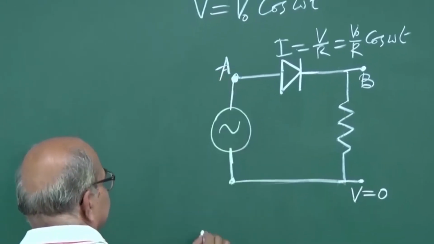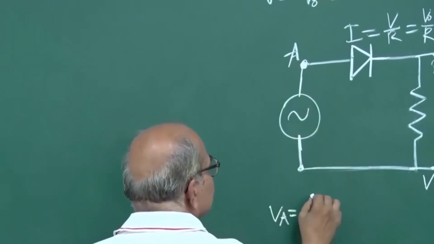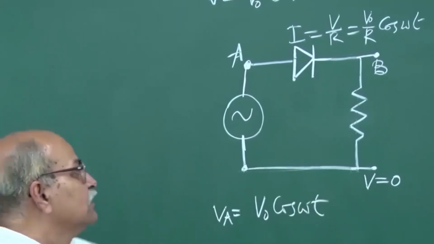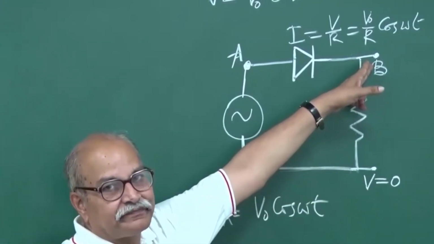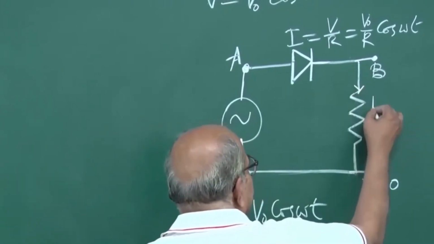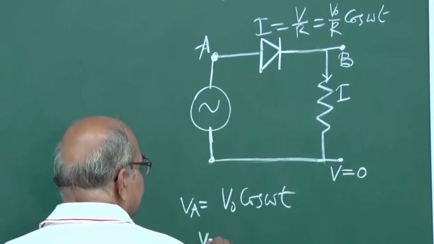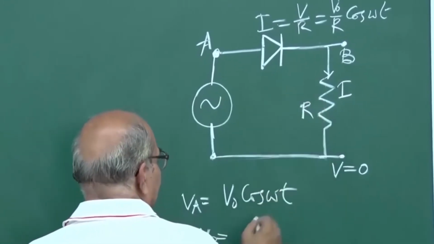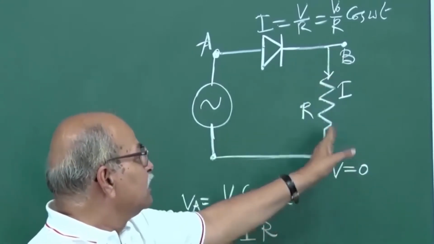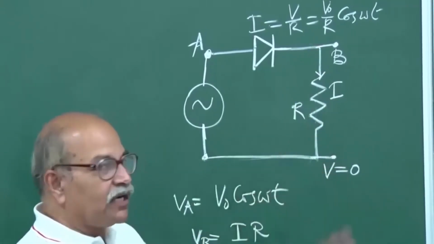So what is VA, the potential at A? That will be just the potential of the source, so let this be V naught cos omega t. The question is, what is VB? If there is a current I in this direction, then VB will be equal to I times R, by Ohm's law between this point and this point. If the current is I, VB minus 0 will be just I into R. So what is I?